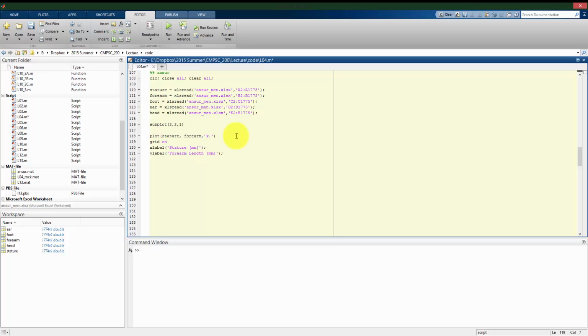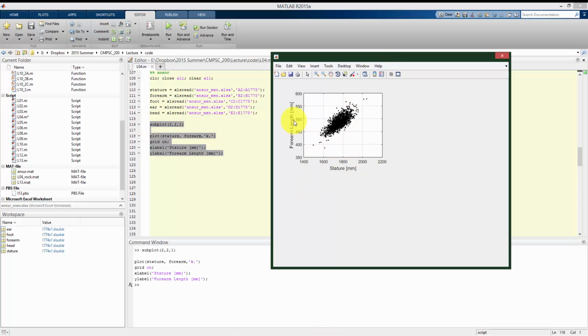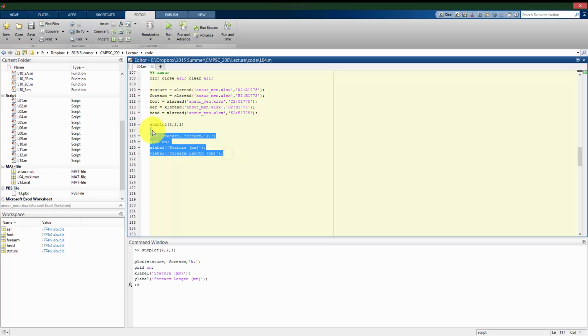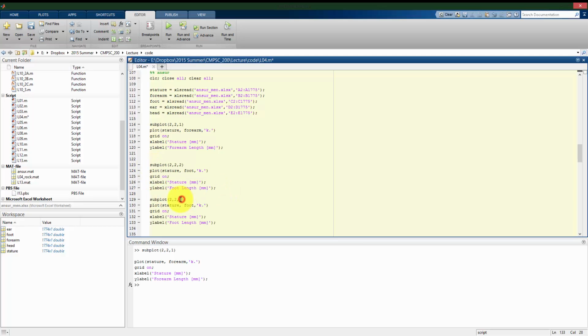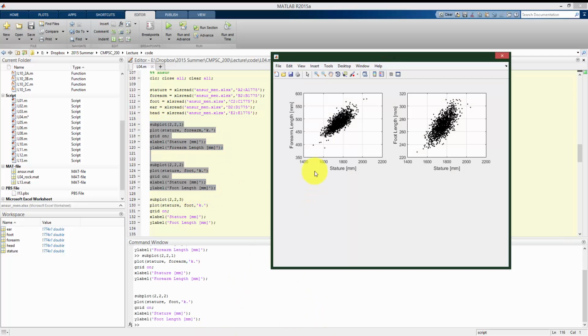And I'll put on our grid so we can see what that looks like. All right, let me just run the subplot again. All right, so we have our stature versus our forearm length. I'm going to put them all in before I start making any sort of assessments here. I can make the next part of my subplot, so I want to look at height versus foot length. And then in the third, well, let me plot these two. So we see we have the top two now from subplot 221, 222.